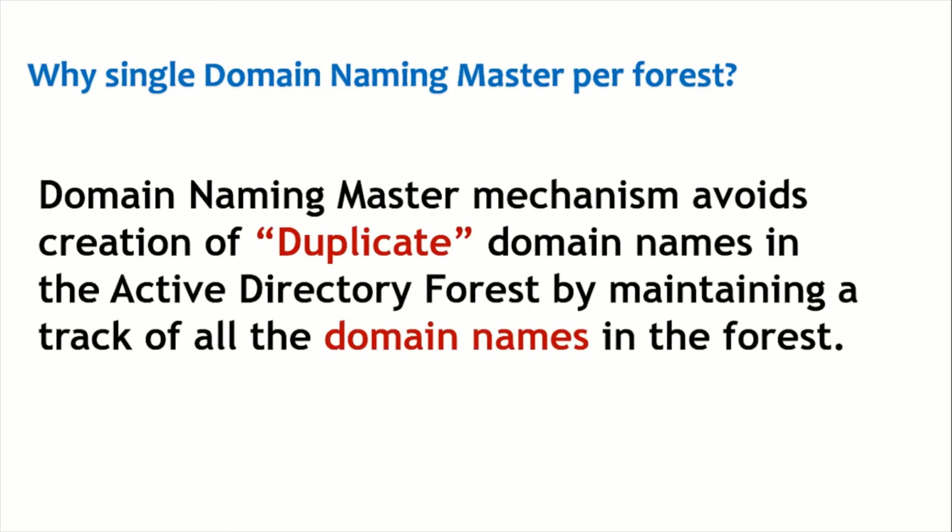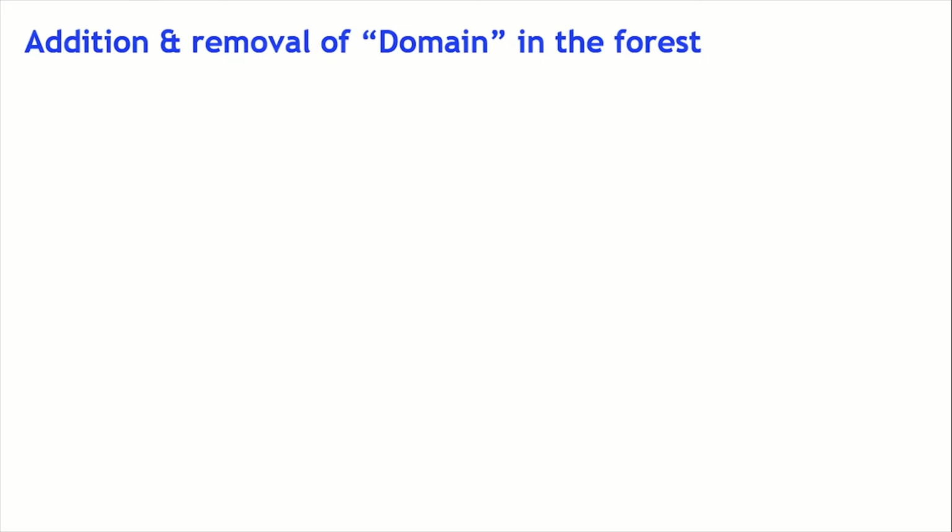The reason is that the domain naming master mechanism avoids creation of duplicate domain names in the Active Directory forest. It maintains the names of all the domains in our Active Directory forest. So if you're creating a new domain in the forest, the query will go to the domain naming master, and if that domain name is not present, then we will be able to create a new domain. This mechanism avoids creation of duplicate domain names in our Active Directory. That's the reason it's only one domain naming master per forest. So the main function is addition and removal of domains in the forest.